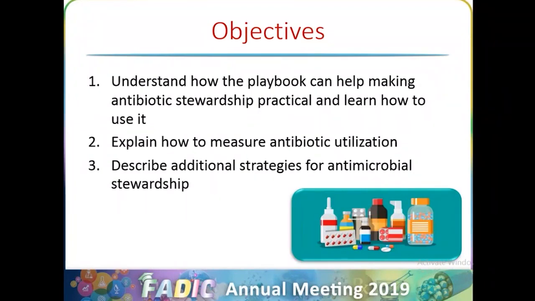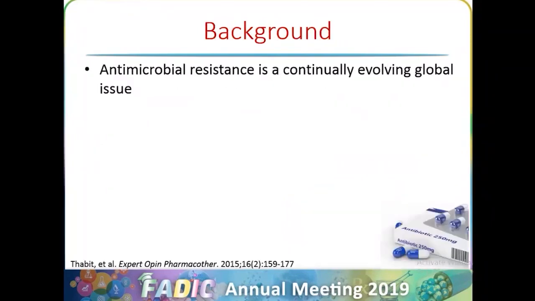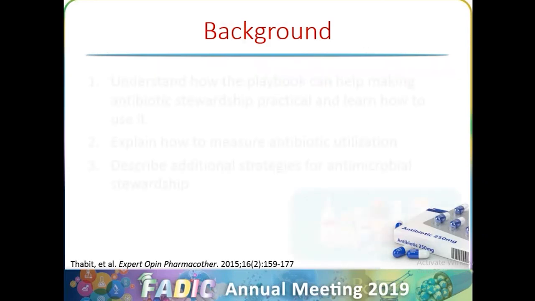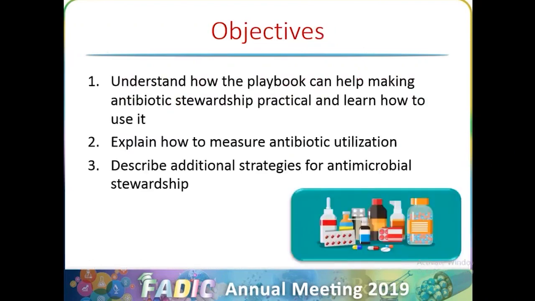So for the objectives of this presentation, by the end of this presentation, you should be able to understand how the playbook can help making antibiotic stewardship practical and learn how to use it. And also to explain how to measure antibiotic utilization. So basically, when you start an antimicrobial stewardship, you should be able to track the antibiotic use in your hospital to make sure that the antibiotic stewardship is being effective. And then the third and the last objective of this lecture is to describe additional strategies for antimicrobial stewardship.